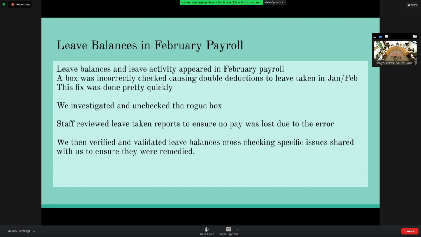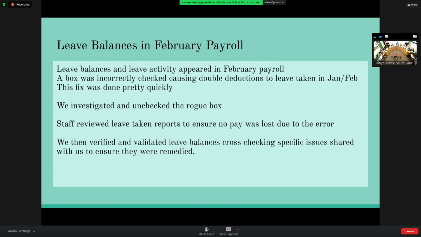It only impacted anybody who took leave in February. If they hadn't taken leave, they weren't impacted by it. So we downloaded all of the leave information for people who had taken leave. Our first concern was to see if any of it put somebody into unpaid status because they were out of leave. We didn't have anybody in that situation. So that was our very first concern.